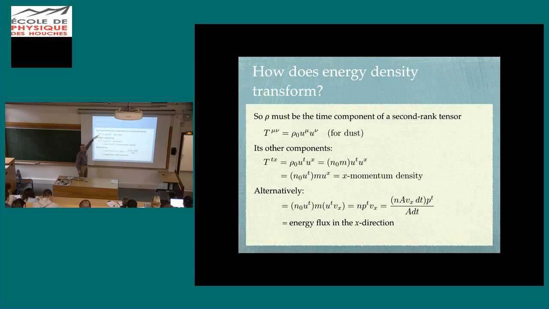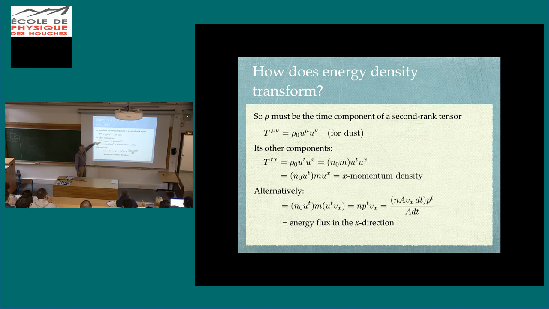And there are two ways that you can look at the other components of this. So the time component is the energy density that we expect to be the source of gravitational field. But of course, if this is really going to be the source of the gravitational field, then there are going to be other components that come into this for relativistic fluids. So let's think about interpreting the other components.